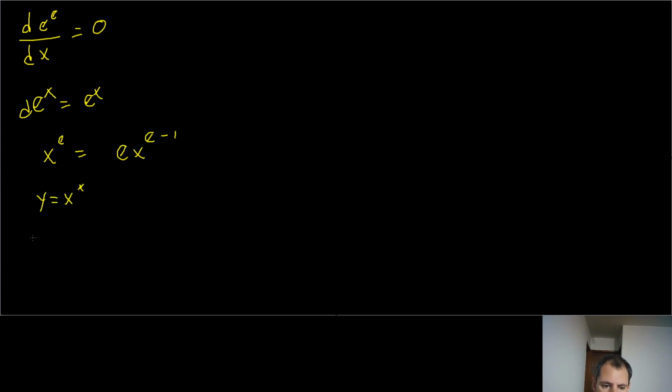That means that ln of y equals x ln of x, right? Because it's going to be ln of x to the x, and the exponent from here can just come here. So because it's a property of logarithms. So there you go. Now we're going to differentiate both sides with respect to x.